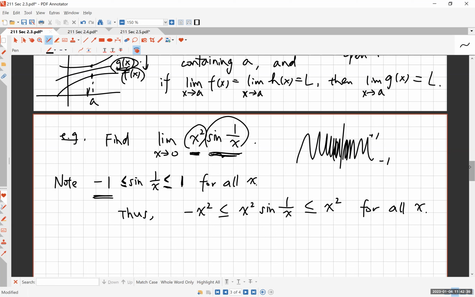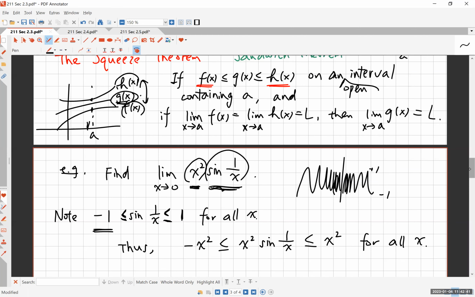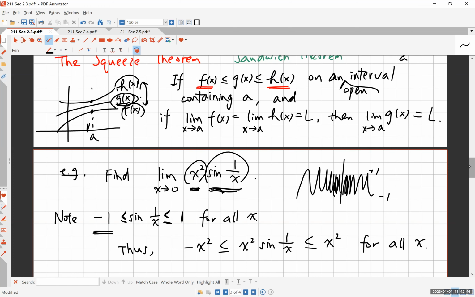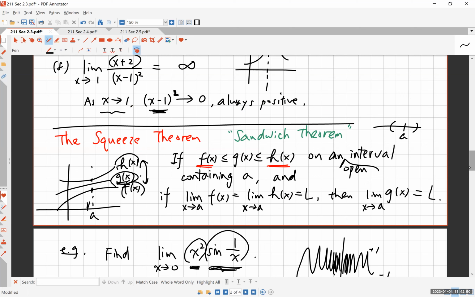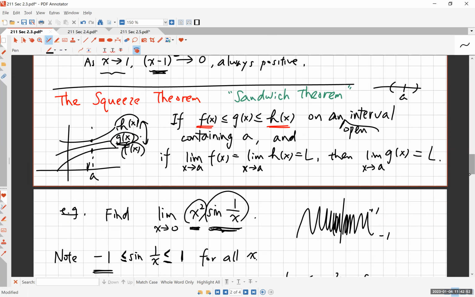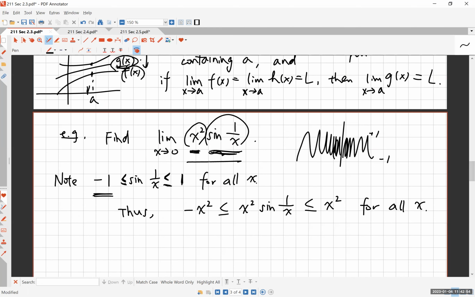See, the hard part of applying the squeeze theorem is to find f and h, the two pieces of bread. Those two things, one should be the upper limit, and the other should be a lower limit of the function that you are considering. But in this case, we were able to find that because this function here is always going to be between negative x squared and positive x squared.